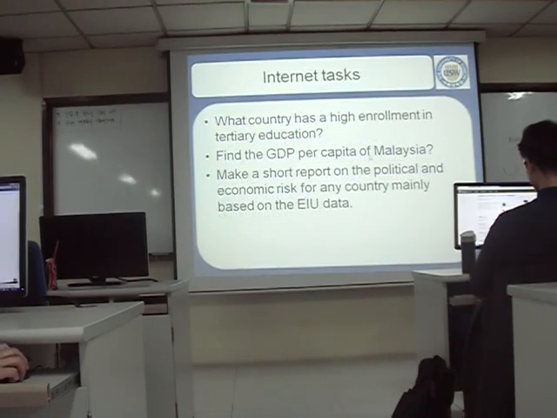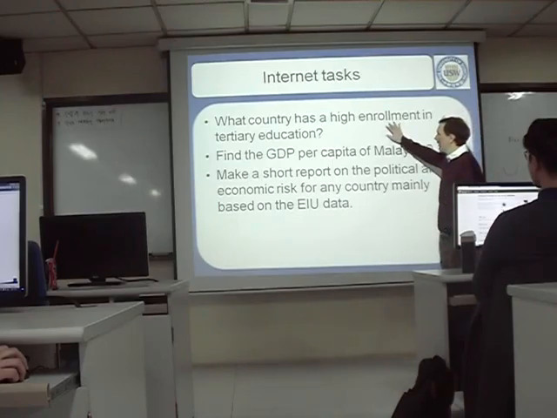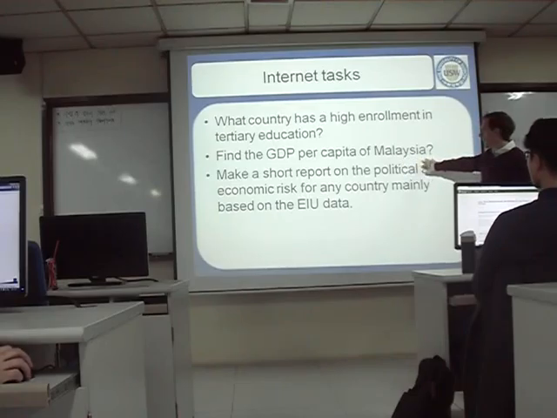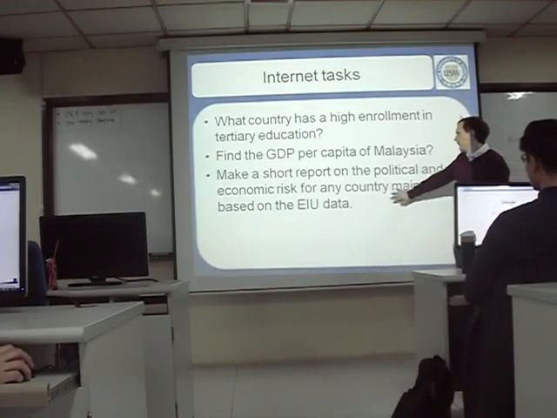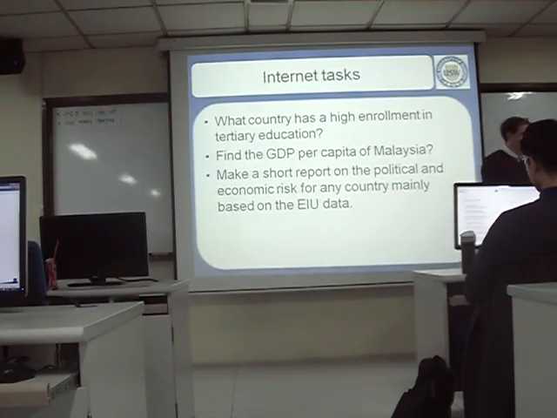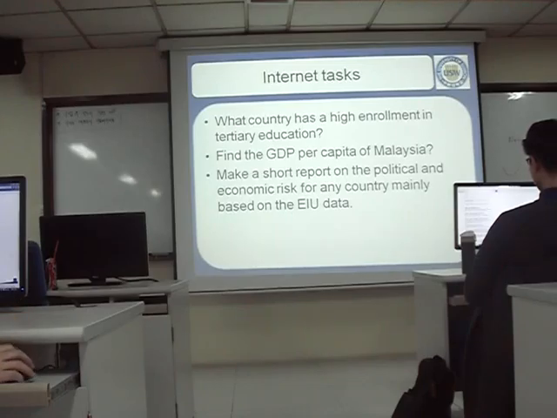We're going to do these tasks using these internet resources. Right, I'll explain each one a little bit. What country has a high enrollment in tertiary education, third level education? Find the GDP per capita of Malaysia. And make a short report on the political and economic risk for any country based on the EIU data, the EIU report.